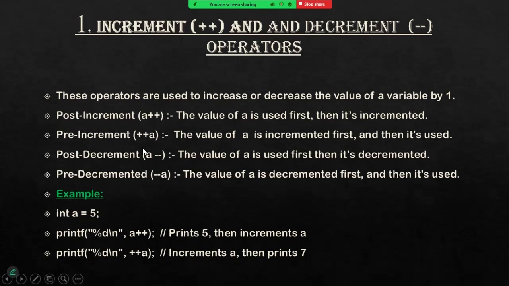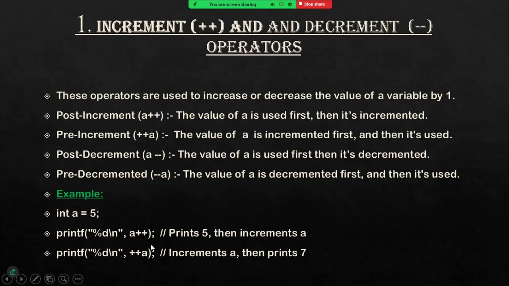Now pre-increment, plus plus A. What is that? The value of A is incremented first, then it is used. It is the opposite of post-increment. Plus plus A increments A, then prints 6. So what do we store in A? We store 6. So it increments 6 plus 1, which is 7, then prints. So 7 is printed. So this is the example.